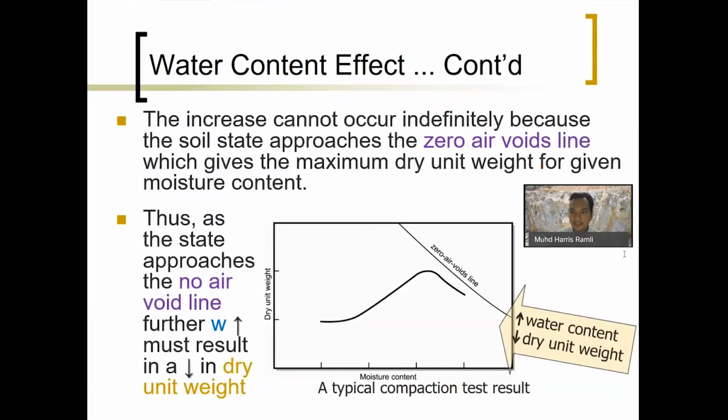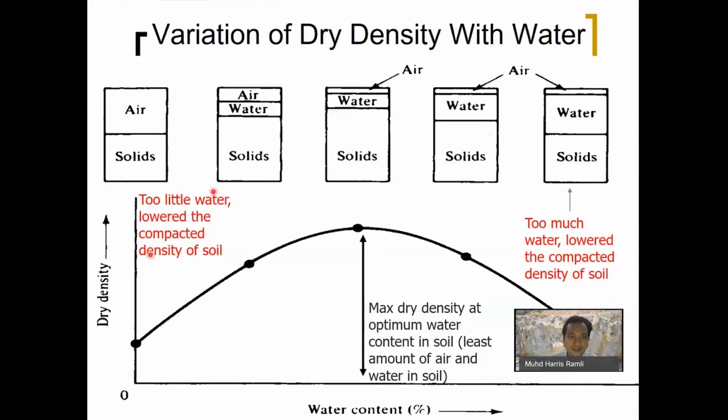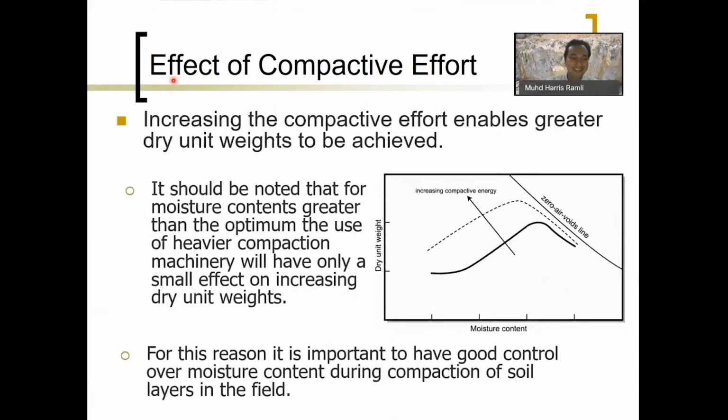As you can see here, when you pass this point, increasing the water content will reduce the dry unit weight. Too little water lowers the compacted density of the soil, then as you increase water, you have the maximum dry density at the optimum water content. Then when you have too much water, it lowers the compacted density of the soil.